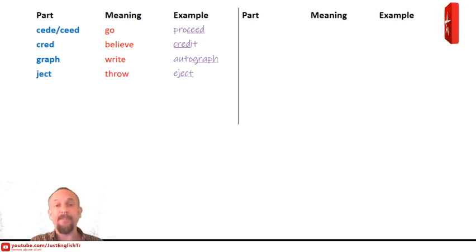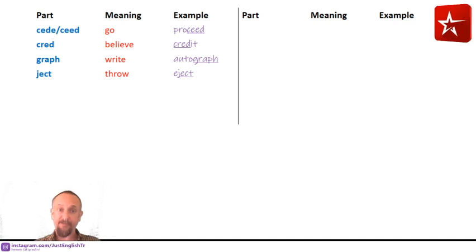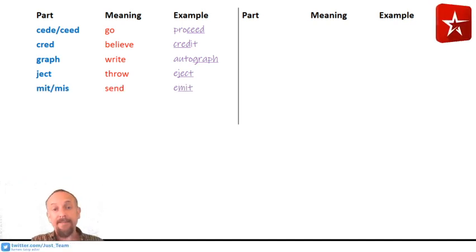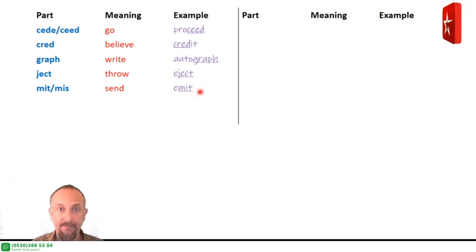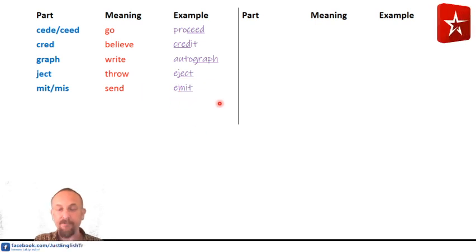We had ject, meaning to throw. Eject, e means out of, so eject means to be thrown out of. We had emit as well. Again, we've got the same prefix here. Let me open up my cursor. Laser pen, I like the laser pen. Here we have eject, meaning out of, and here we have emit as well, to send out. The sun emits light, for example.